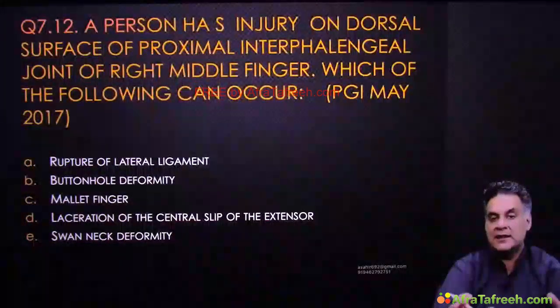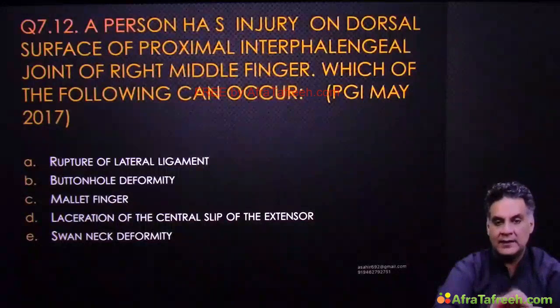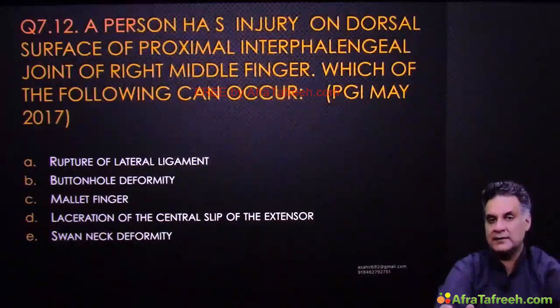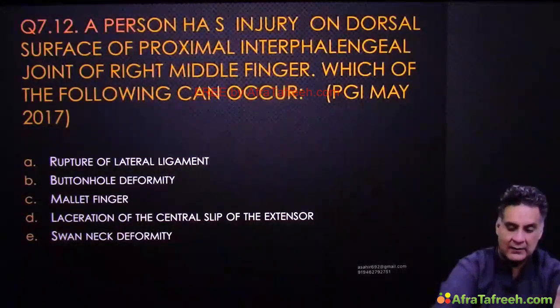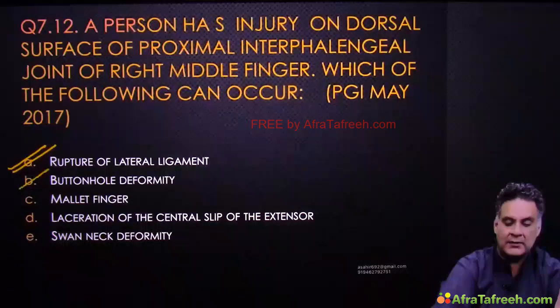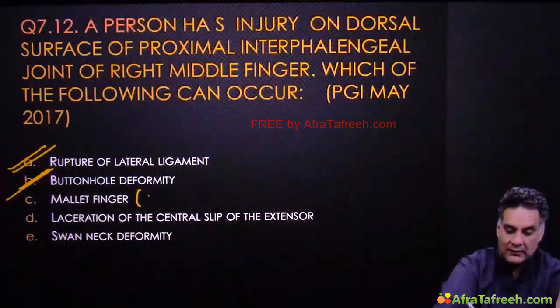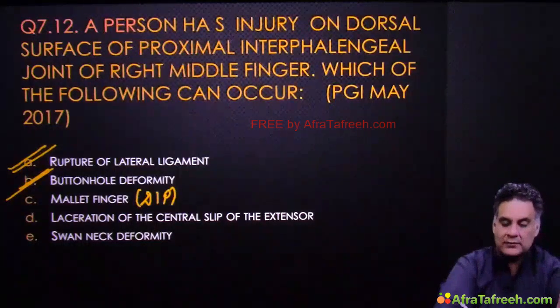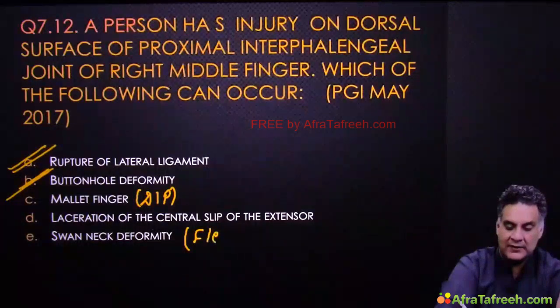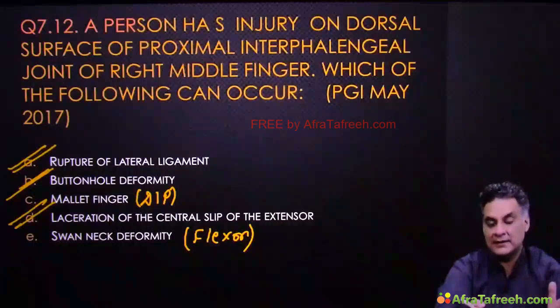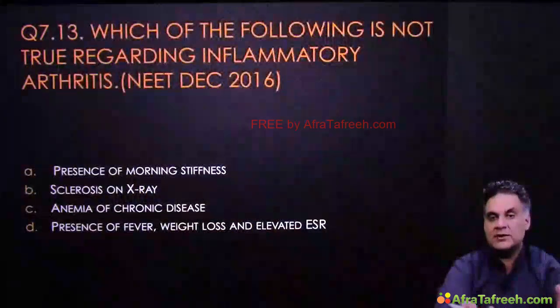A person has an injury on the dorsal surface of the PIP. Which of the following can occur? There can be a rupture of the lateral ligament, true. There can be buttonhole deformity, true. Mallet finger is not a possibility because it will occur at the DIP. Swan neck is not a possibility because this will occur due to a flexor defect. And laceration of the central slip of the extensor, correct. So the answer is ABD.